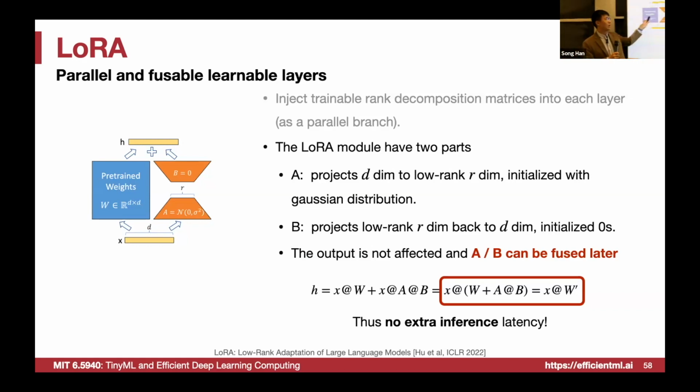So W plus A times B altogether. Since the dimensions match exactly between A times B and W, we can merge them together as a single matrix.